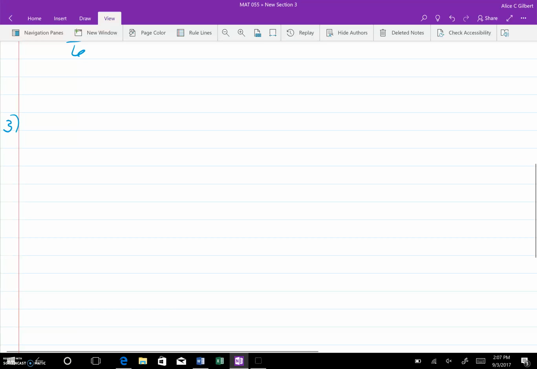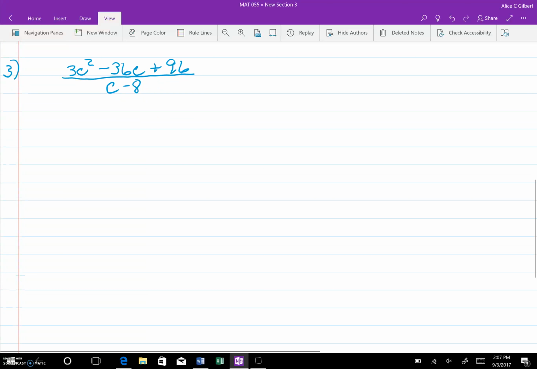So our third example is 3c squared minus 36c plus 96 over c minus 8. Now, do not, under any circumstances, take these apart. Work the numerator's first step, then the denominator's first step, then next work the numerator's second step and the denominator's second step and keep going. But if you take these apart and work just the numerator all by itself and then just the denominator all by itself, I can almost guarantee you by the time you're done, you'll get it all mixed up.